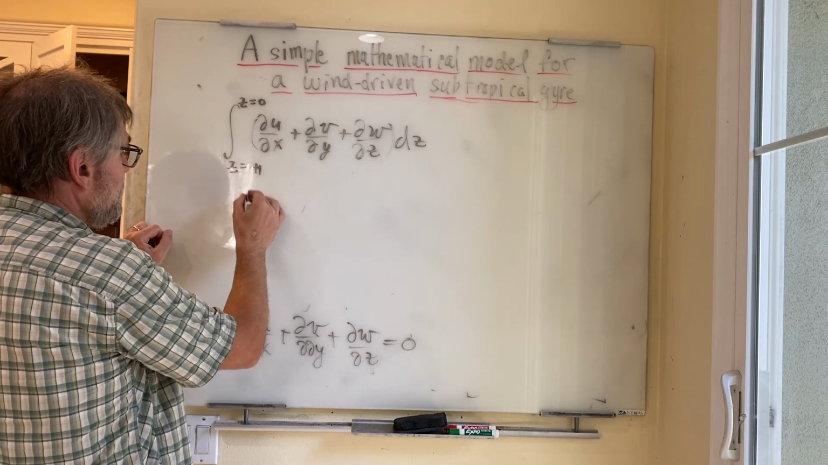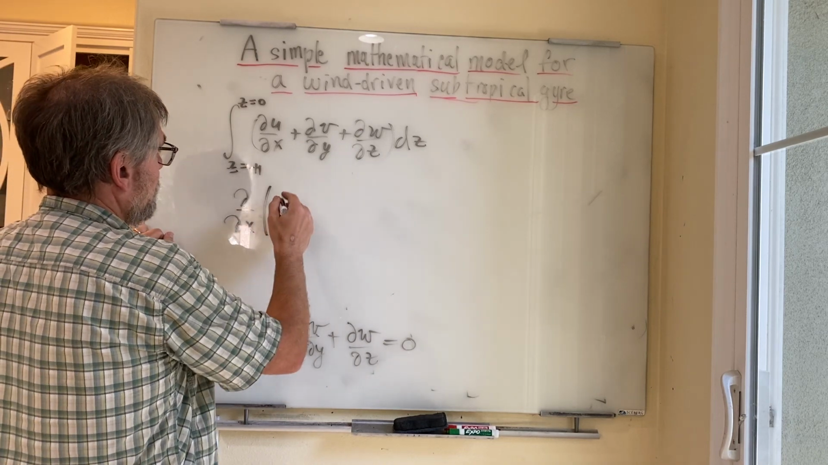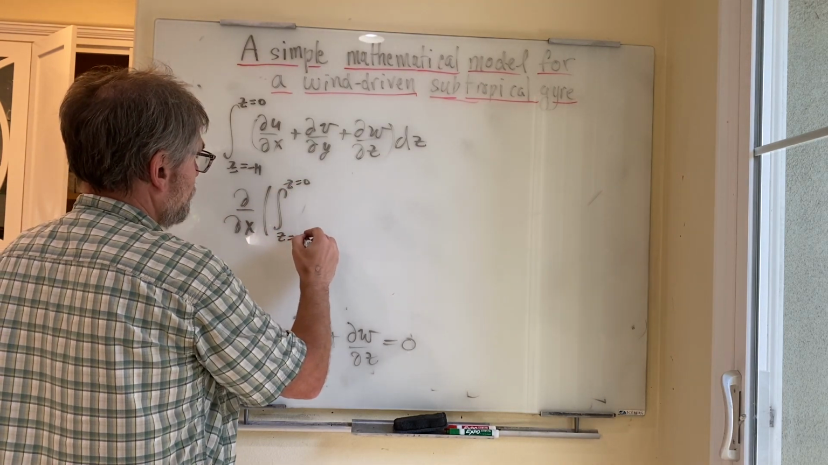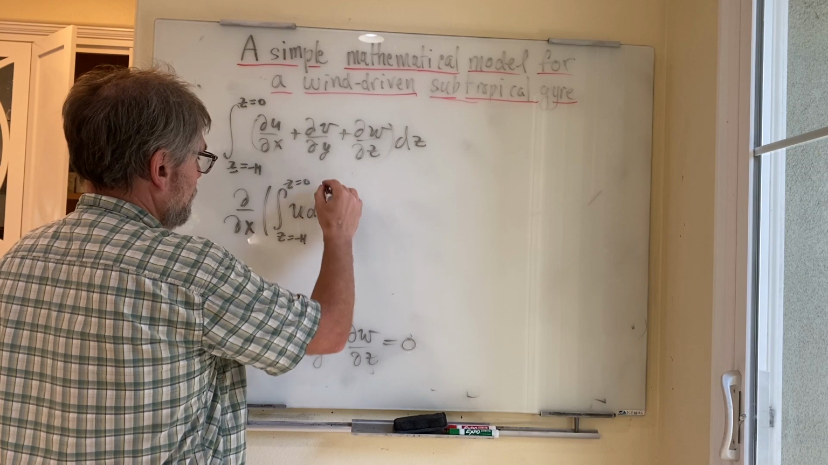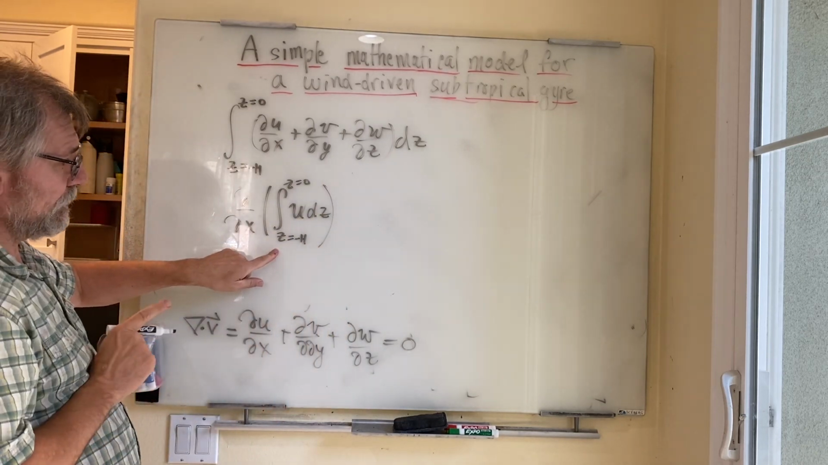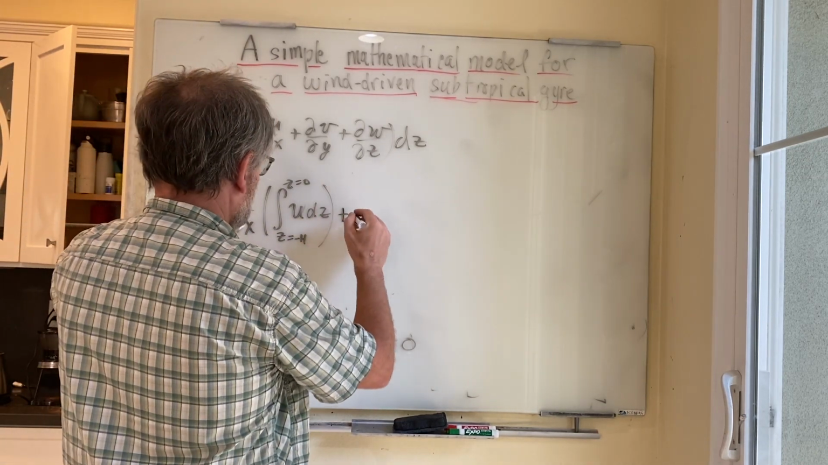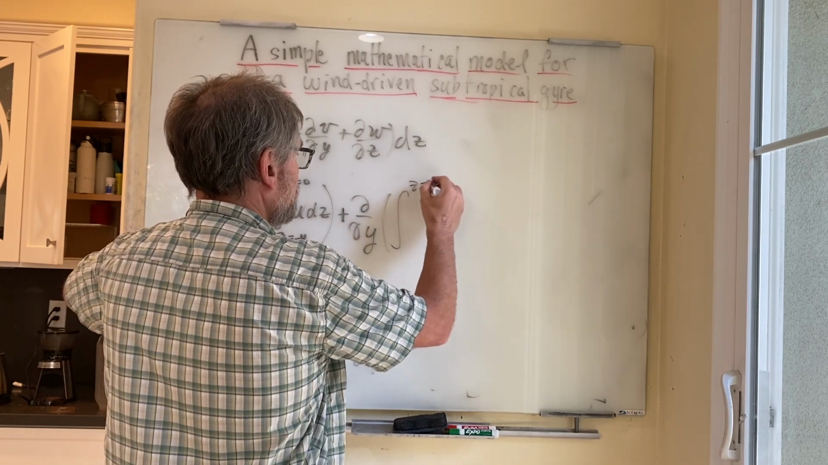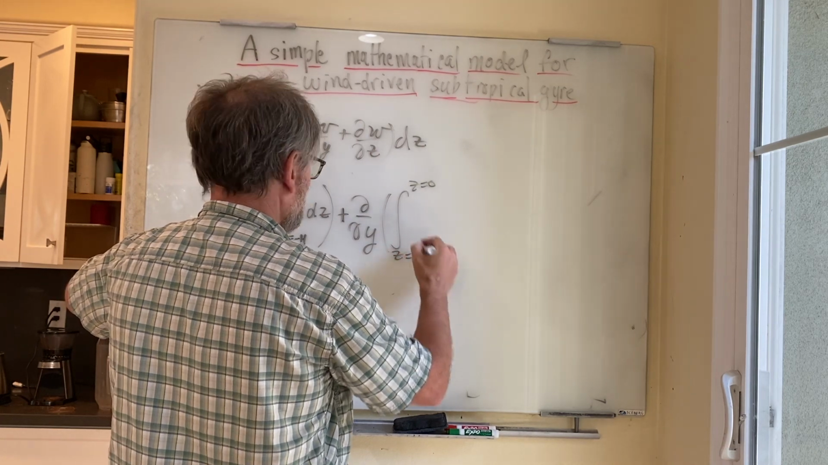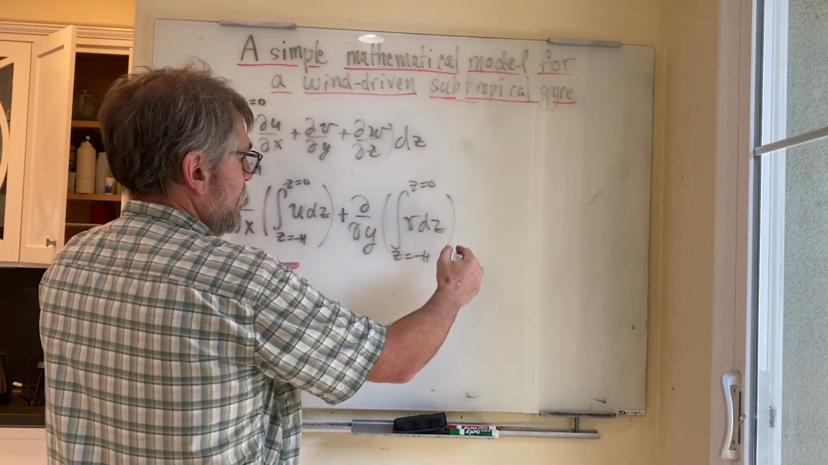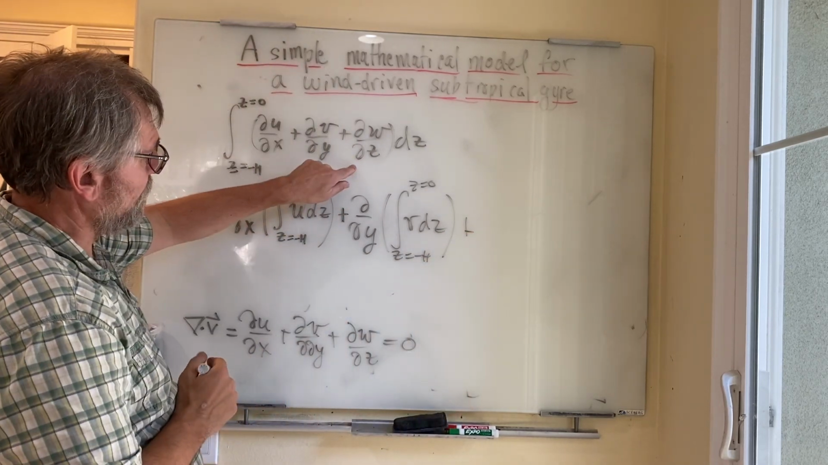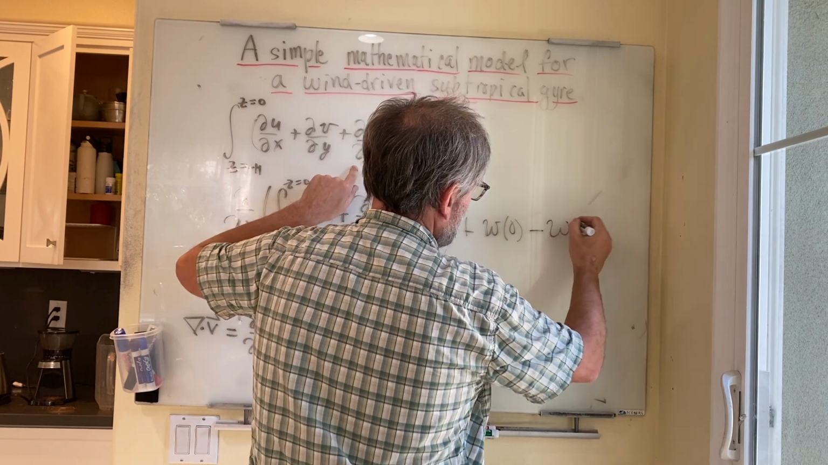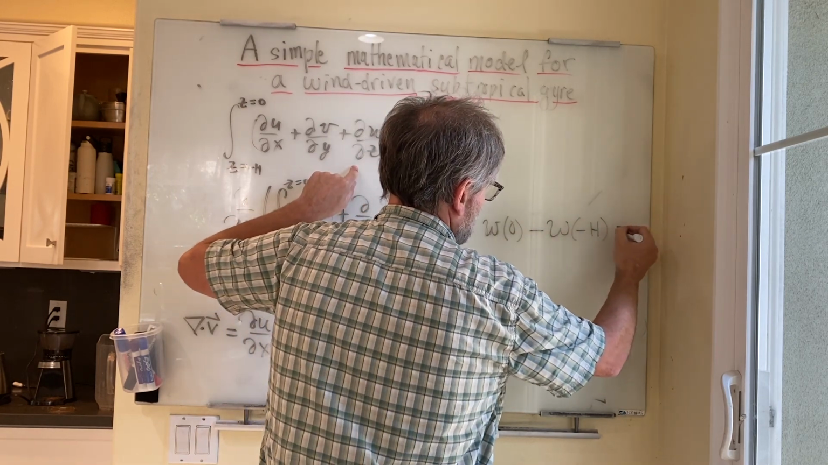So what I end up with is d/dx of the integral from z equals 0 to z equals minus h of u dz, so the d/dx of the depth integrated eastward current, plus d/dy of the integral from z equals 0 to z equals minus h of v dz, plus, when I apply the integral on this one, I will just get w at 0 minus w at minus h. Has to be all 0.